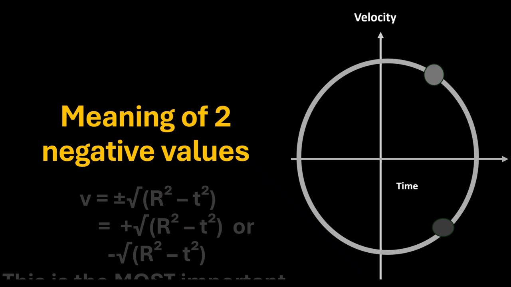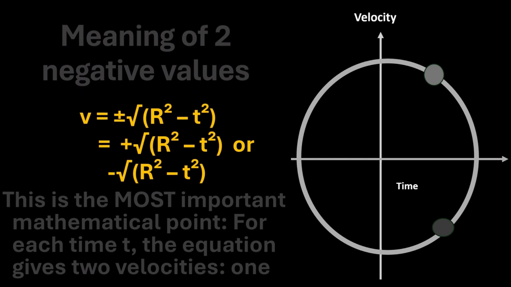Now, my bad. This is not meaning of two negative values. It should be meaning of two values instead. I stand corrected here. If you're taking notes, please make sure you don't write that one down. It's only meaning of two values. Okay, so the meaning of two values is that we have two individual values of velocity.